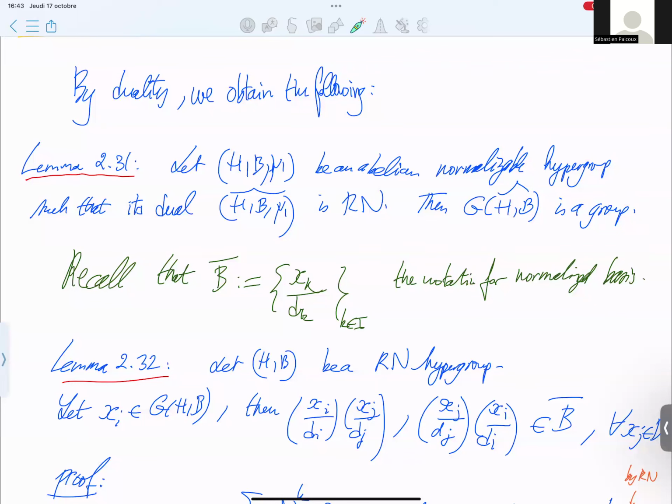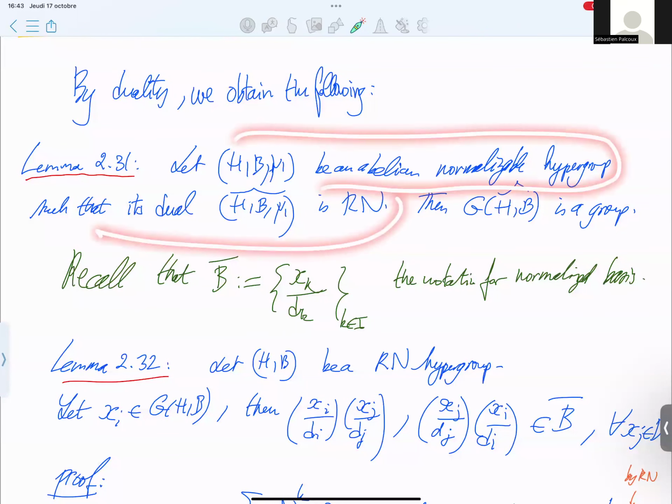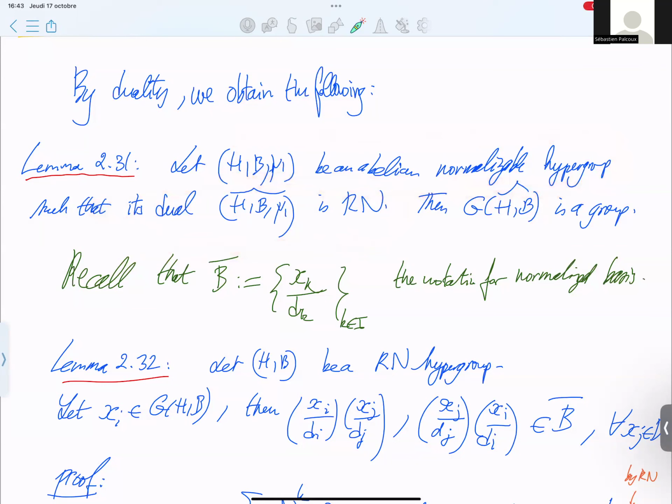So dually, you apply the previous result, but on the dual. So you take an abelian normalizable hypergroup such that the dual is real and non-negative. Then the set of group-like elements in the dual is also a group, for exactly the same reason as before.